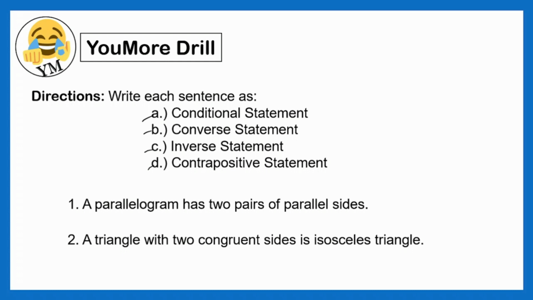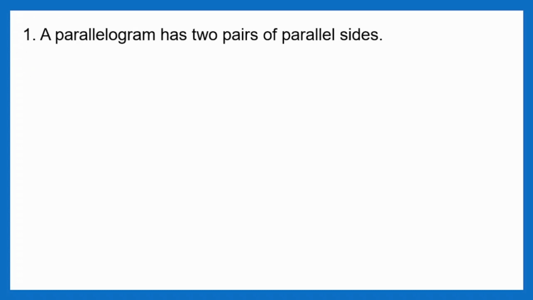Alright, time's up. So let's answer number 1. A parallelogram has 2 pairs of parallel sides. Let's have first the conditional. Ito yung magiging hypothesis, ito naman yung magiging conclusion. Parang kulang kasi kapag nilagyan natin na if a parallelogram, then it has 2 pairs of parallel sides. Parang may kulang sa sentence.